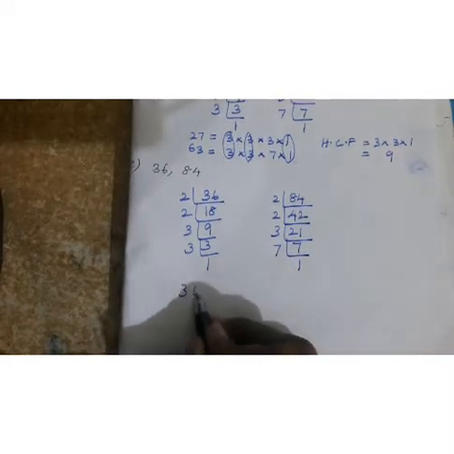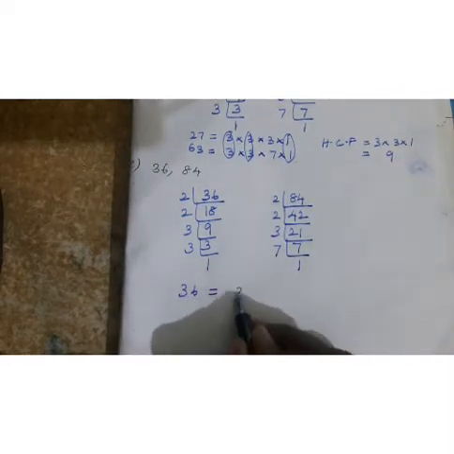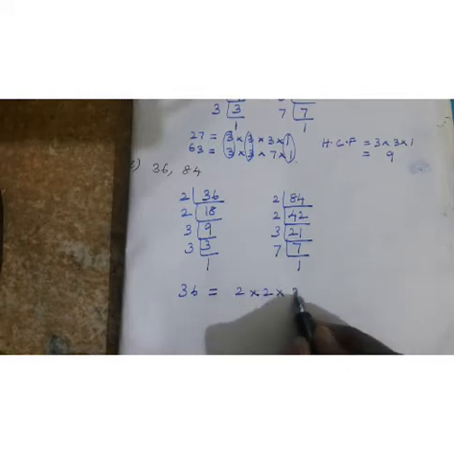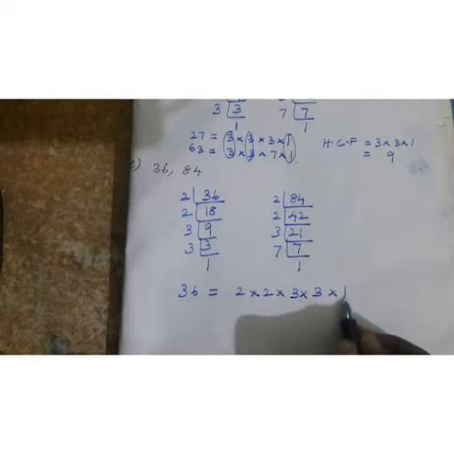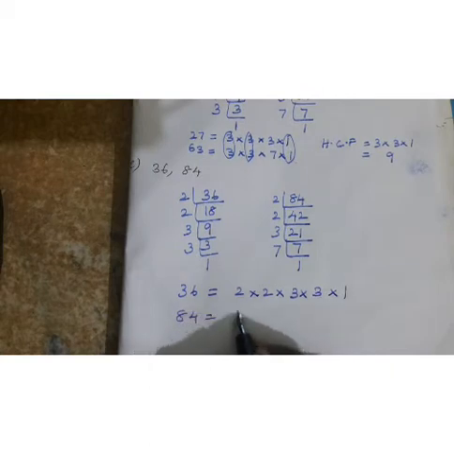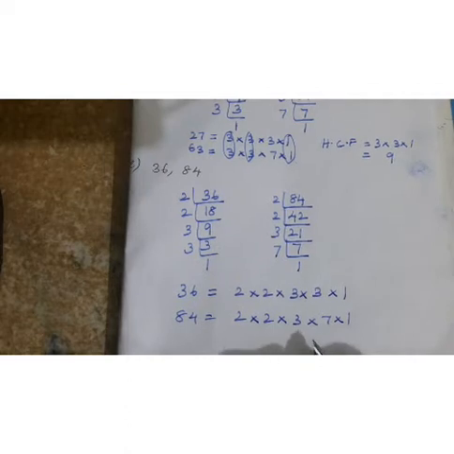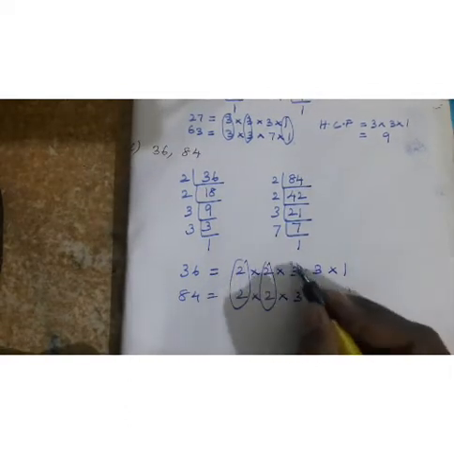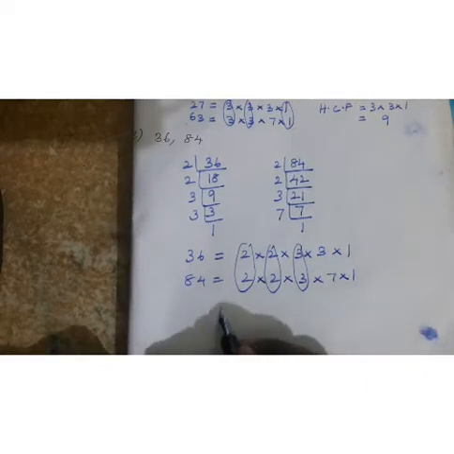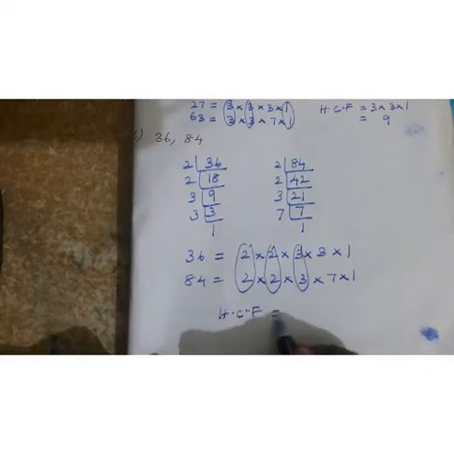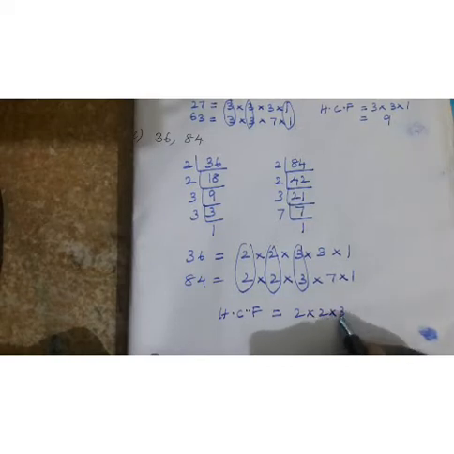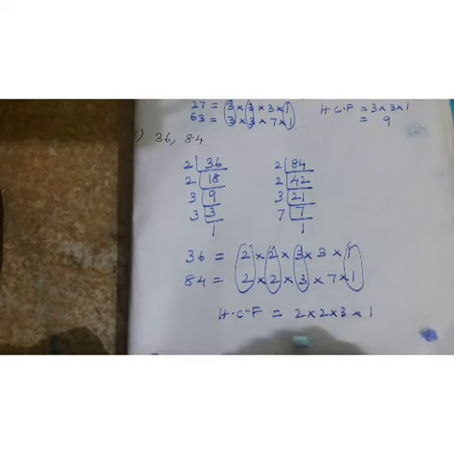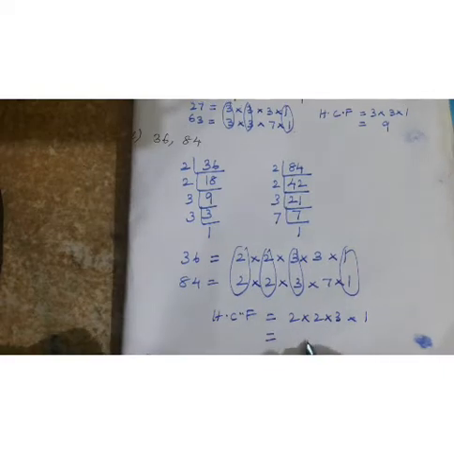Now write the prime factors of 36 and 84. 36 is equal to 2 into 2 into 3 into 3 into 1. 84 is equal to 2 into 2 into 3 into 7 into 1. Now circle the common factors: 2, 3. Therefore HCF equals 2 into 2 into 3 into 1, which is equal to 2 2s are 4, 4 3s are 12, 12 times 1 is 12.